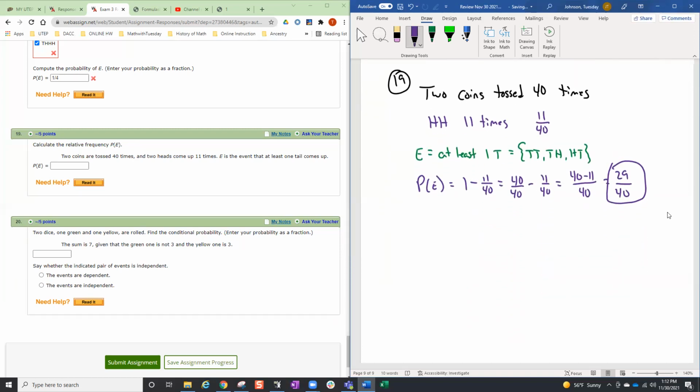All right. So this whole idea of E is the complement to the set HH. So the probability of E is 1 minus the probability of heads, heads. And that's how I got that formula.